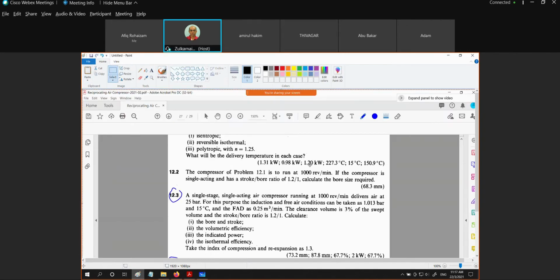I have a question. Yes, who is it? Free air condition, is it the same with ambient condition? It is equal to ambient condition. Okay. Free air condition is exactly the same as the ambient condition. Okay. Any other question? No, sir. All right, thank you. So let us look at this question 12.3.